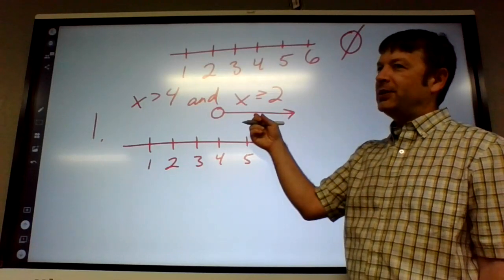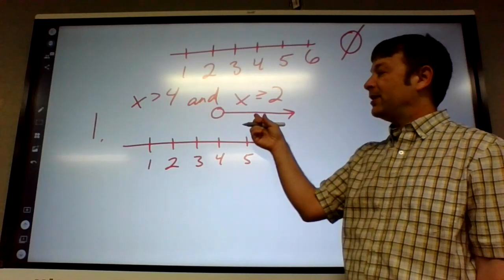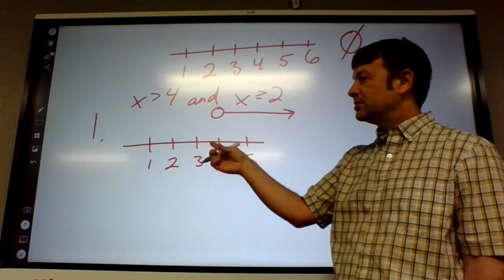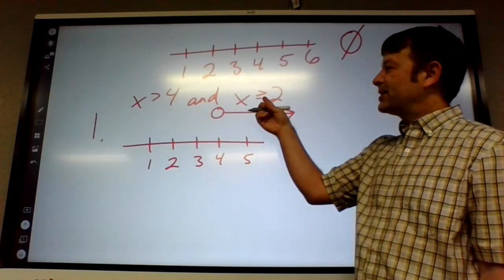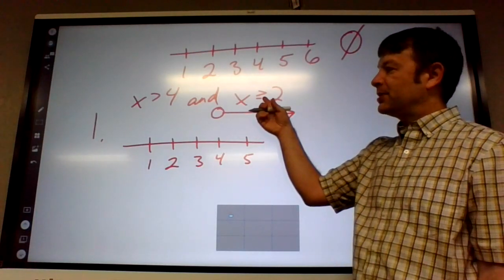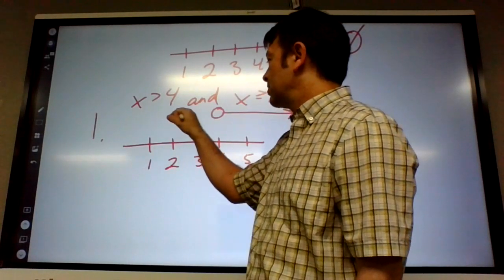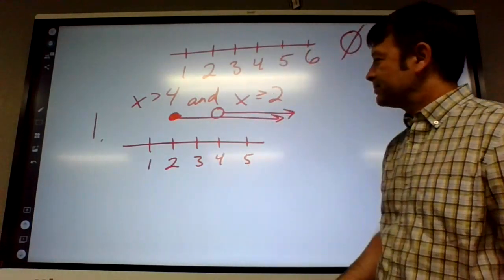Okay, this is not the answer. This is like me showing my work to figure out the answer. The answer is going to be down here on the graph. Okay, what does x is greater than or equal to 2 look like? Closed circle. Closed circle going to the right.